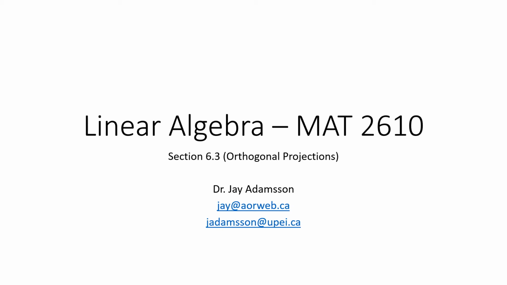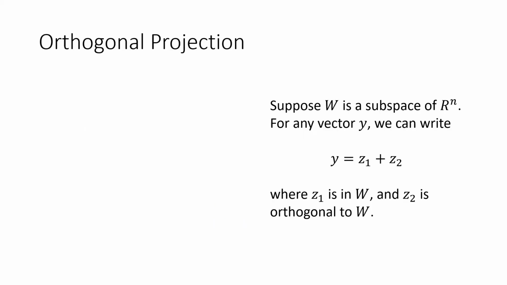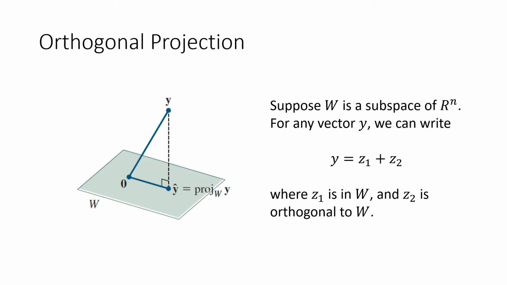Okay, this section is going to take what we've seen about orthogonality and look at orthogonal projections. So suppose that we have a subspace W of Rn. If you have any vector in Rn, the idea here is that you can break it down into two components, Z1 and Z2, where Z1 is in W and Z2 is orthogonal to W.